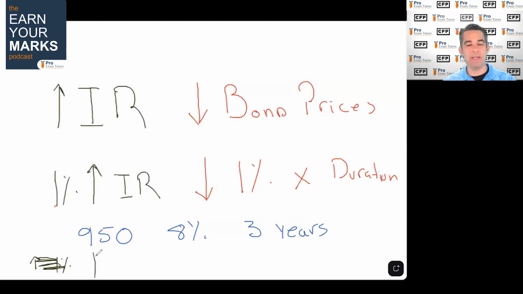Okay, so if I say interest rates are going to rise by 0.5%, I'm going to expect the bond price to fall by 0.5% times my years of duration, times 3 years. So that's a 1.5. So now I should expect this bond price to roughly go up about 1.5%. That's fine. It'll get us close to the answer.